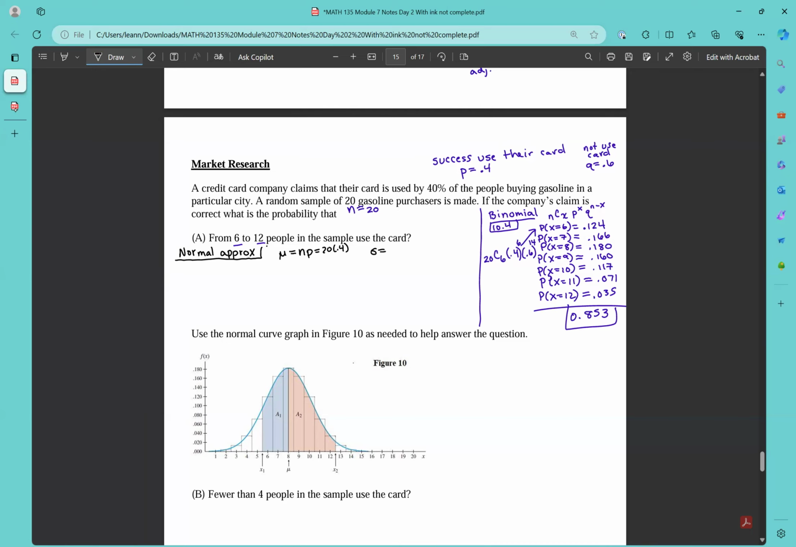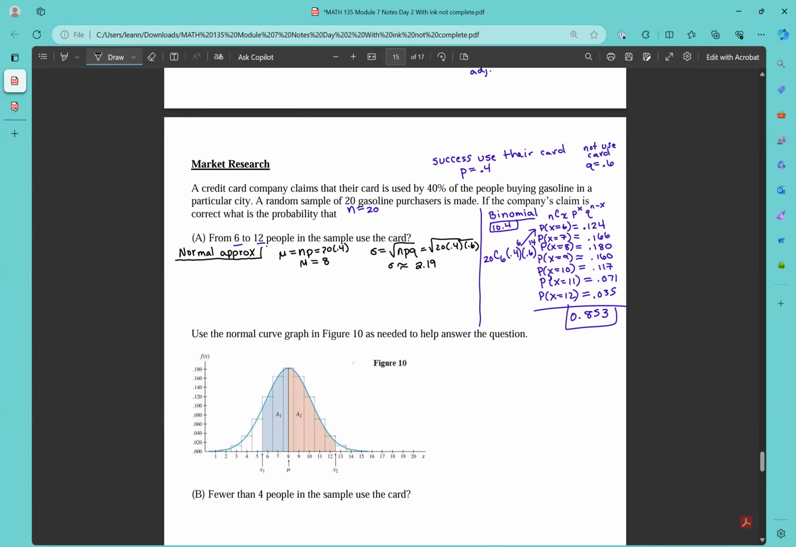Standard deviation for binomial distribution, this is again from our 10.4 notes, is n times p times q, but all under a square root. So square root of n p q. Okay, so that would be square root of 20 times 0.4 times 0.6, and then I take a square root of that. Now, when I did that on my calculator earlier, I got 2.19. We typically round that to 2 decimal places, okay?